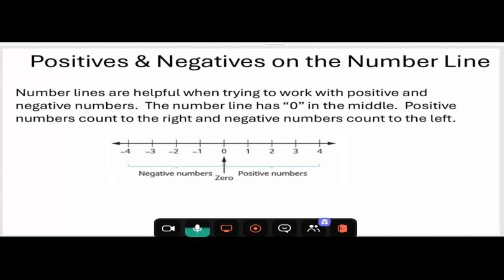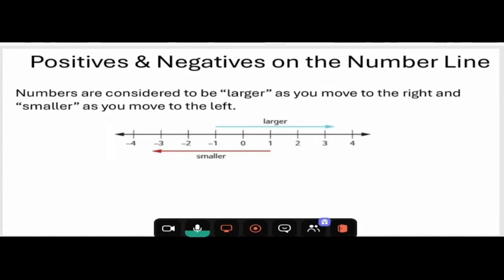So the number line has 0 in the middle, as you can see there, and over to the right is all the positive numbers, and to the left is all the negative numbers. And we can see them counting up here and counting down over here, right? Bigger and bigger and bigger negative as we go to the left. If you have two numbers on the number line, the one that is to the right is considered larger, and the one that is to the left is considered smaller, regardless of how big the actual number that goes with that positive or negative is.